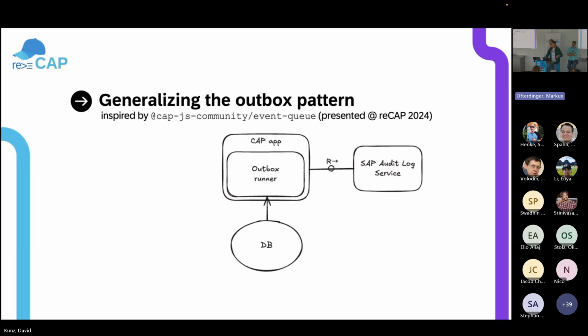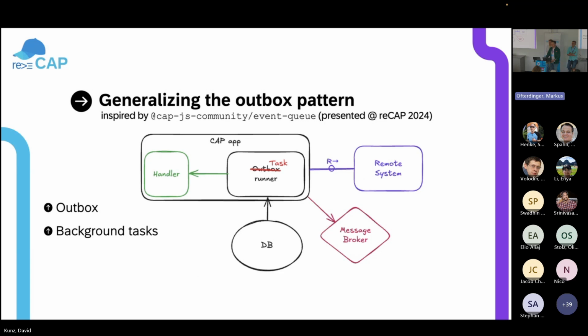If we just look at that pattern itself, there's some message in the database, some intent, that's something you have to do. You have a runner, and then it can resiliently send it to the audit log service or any other remote system. Actually, it could be a message you want to send to a message broker. It could be some kind of task that you want to run server-internally, just not inside the synchronous request that you get from the UI, but sometime afterwards.